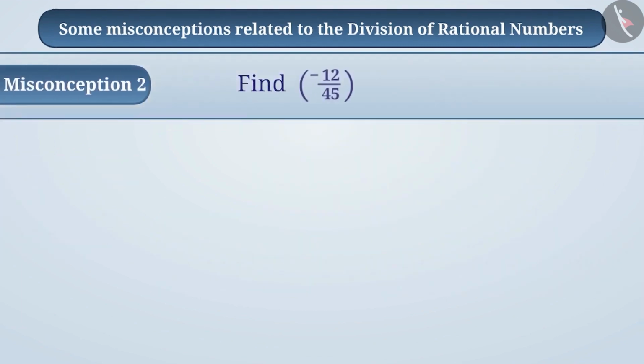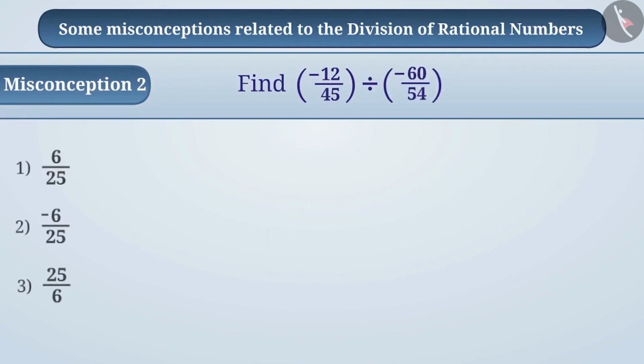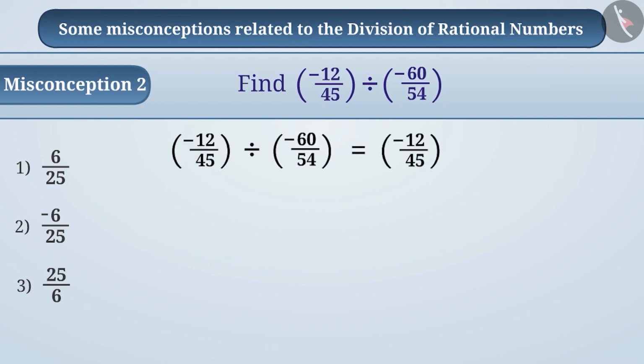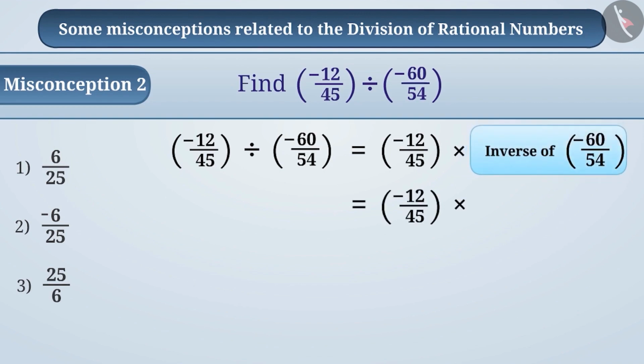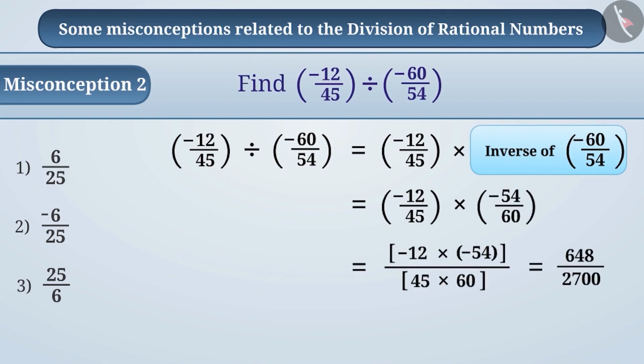Misconception 2. Find minus 12 by 45 divided by minus 60 by 54. Let's find the answer to this. To solve this, we will keep minus 12 by 45 exactly the same and multiply it by the inverse of minus 60 by 54. Here, the inverse of minus 60 by 54 is minus 54 by 60. Now, we can do this multiplication as follows. If we express this in standard form, we get the result 6 by 25, so the correct answer is option 1.